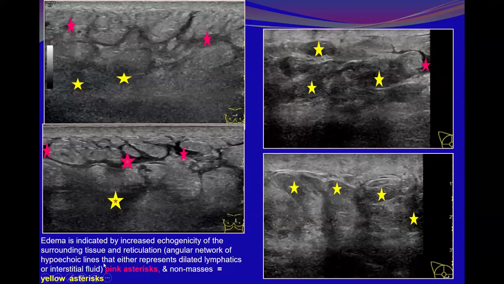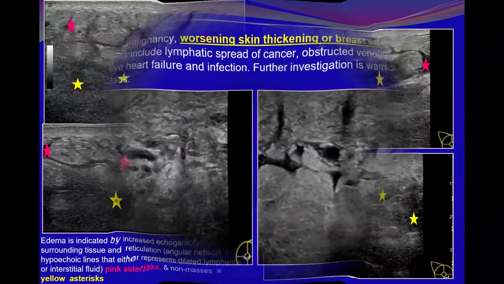Okay, here we can see the pink asterisks represent the fluid, either hypoechoic or anechoic, but mostly hypoechoic because it is mostly lymphatic fluid. It is relatively echogenic, and these represent hypoechoic masses and non-mass lesions.